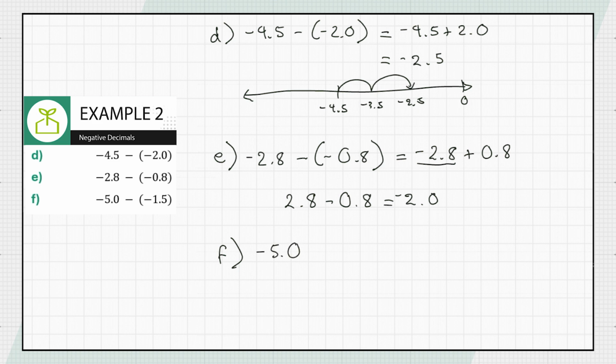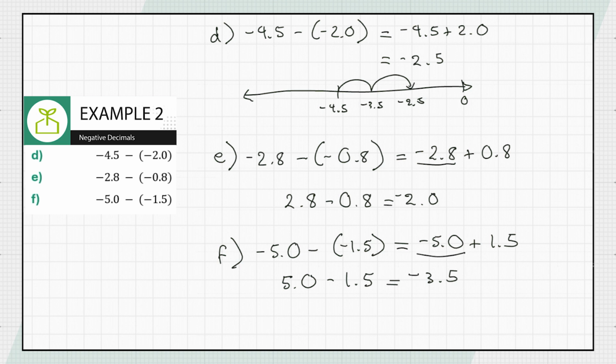Okay, minus 5.0 minus negative 1.5 is the same as minus 5.0 plus 1.5. So let's do the same strategy again. 5.0 minus 1.5 is going to be 3.5, and then we just attach the sign of the larger number, minus 3.5.